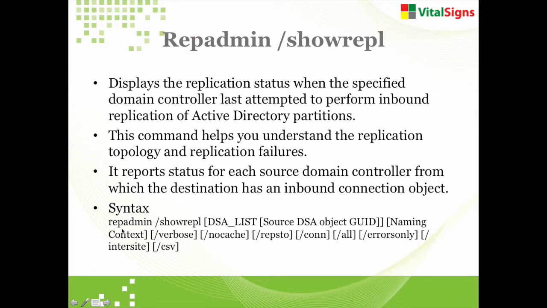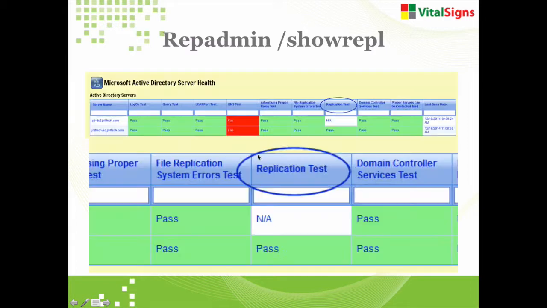If you were going to run that in your own environment, here's the syntax right here. You could easily Google that, but basically you type repadmin and then /showrepl, and then there's a couple of different optional parameters here. But basically what VitalSigns does, under the hood, is at the interval you specify, so every 8 minutes, every 10 minutes, whatever, we perform all of these tests, and those go into columns so that you can see at a glance the results of the test.